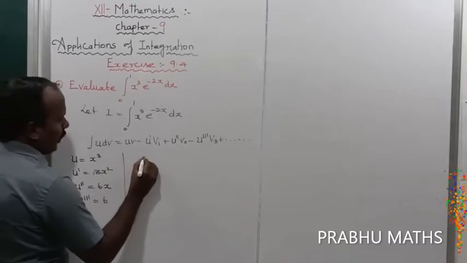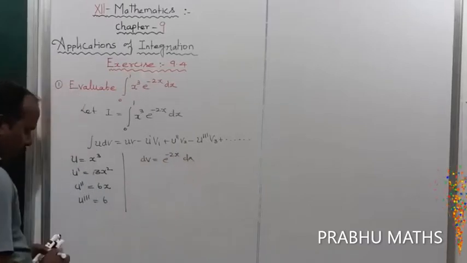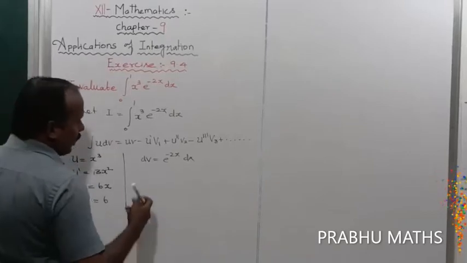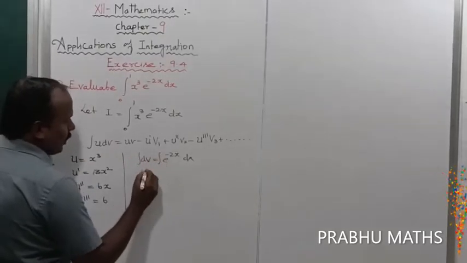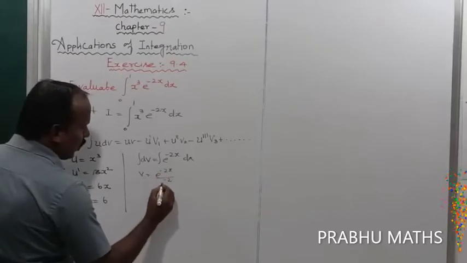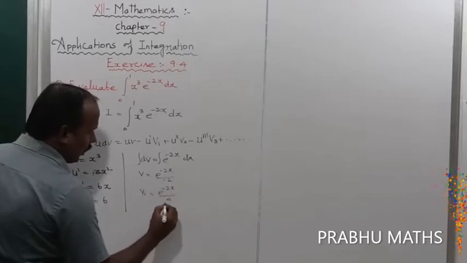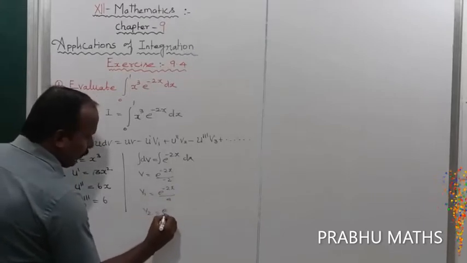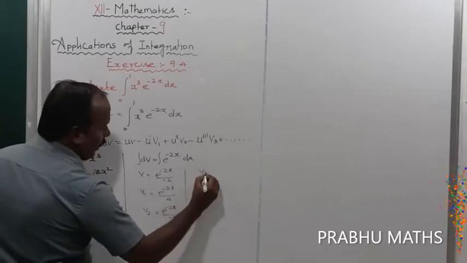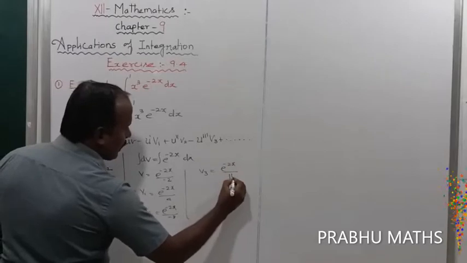Next, dv is equal to e power minus 2x dx. Taking integration on both sides, v is equal to e power minus 2x divided by minus 2. Next, v1 is equal to e power minus 2x divided by 4. Next, v2 is equal to e power minus 2x divided by minus 8. Next, v3 is equal to e power minus 2x divided by plus 16.